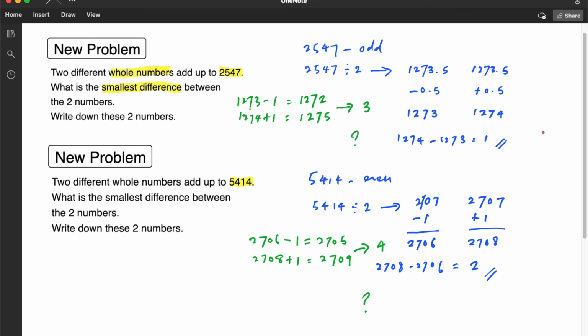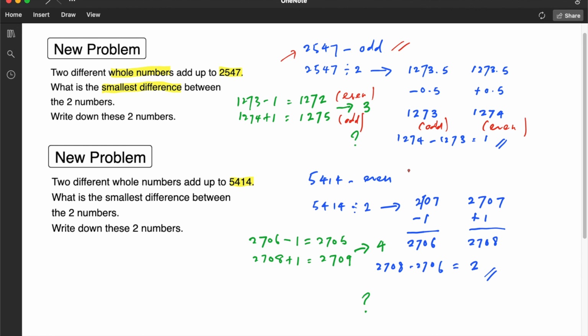Now another interesting thing that can be observed in answering these two questions is this. Let's take a look at the first case. The 2547 is an odd number. 1273 is odd, but 1274 is even. So in order to get an odd number, you must have one odd, one even. Let's take a look at the second extension to this problem, the next smallest difference. 1272 is even, and 1275 is odd. So one of them must be even, the other one must be odd for the first case.